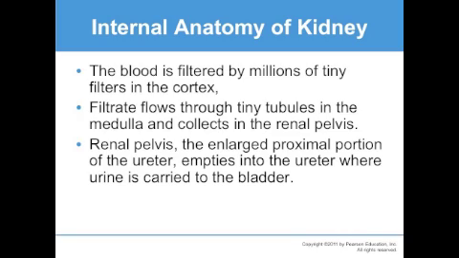As blood flows through the kidney, it's filtered by millions of tiny filters found in the cortex. The filtrate flows through tiny tubes in the medulla and collects in the renal pelvis. The renal pelvis, which is an enlarged proximal portion of the ureter, empties into the ureter, where urine is then carried down to the bladder.